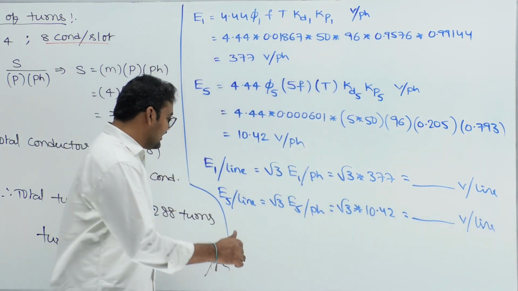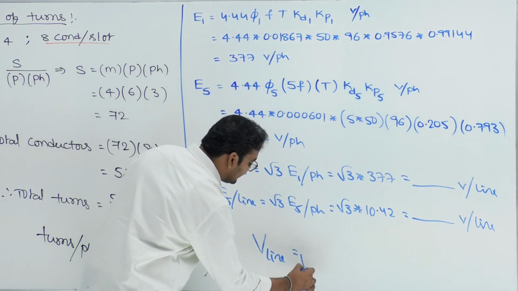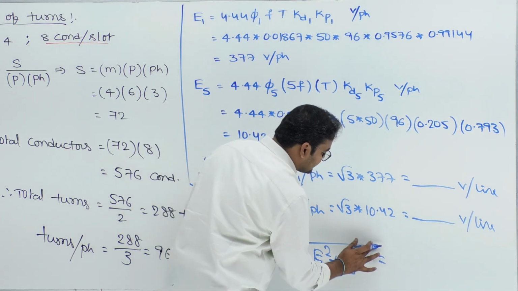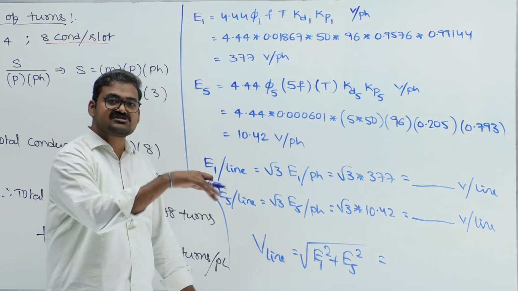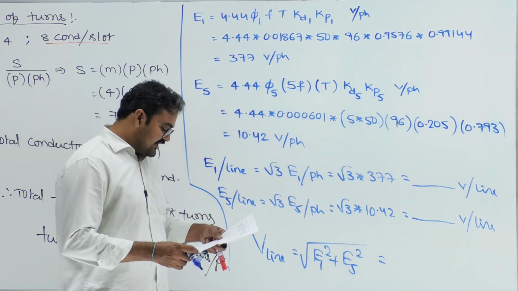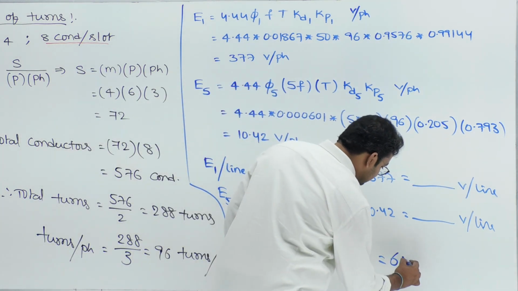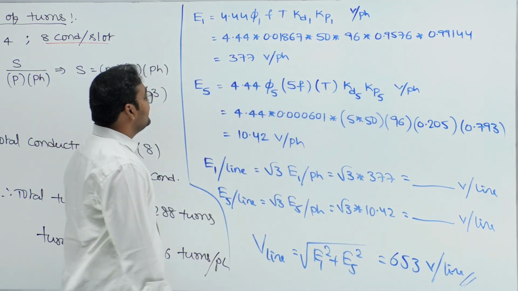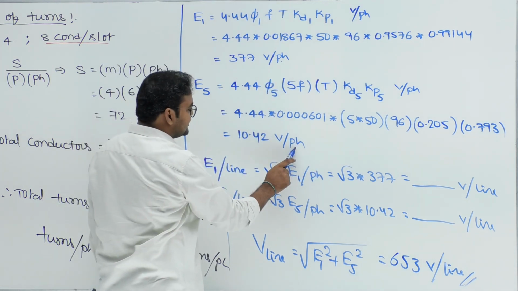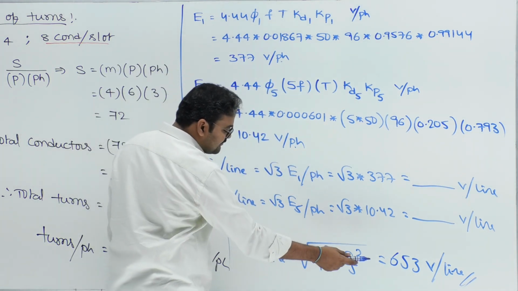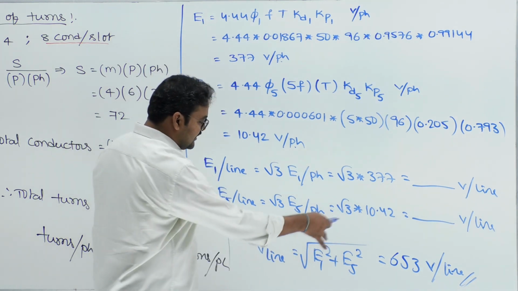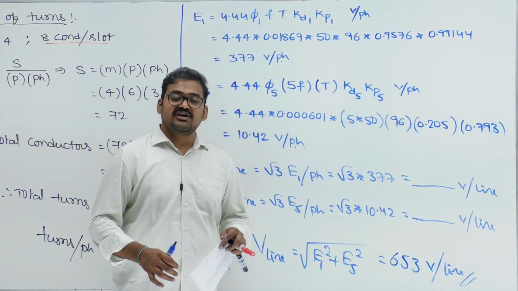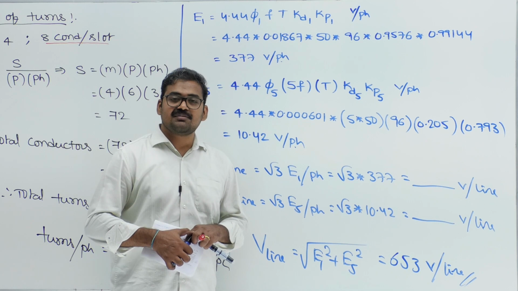Then what is the resultant line voltage finally? Resultant line voltage is the square root of E1 square plus E5 square. If say there is a seventh harmonic, E7 square also you need to add. So if you do the entire calculation, it will be 653 volt per line. Check your calculations. First convert this phase voltage to line, this phase voltage to line, then add both of them like this, E1 square plus E5 square, then you will get the line voltage. That's all. So these are the various types of numerical questions from the EMF equation.